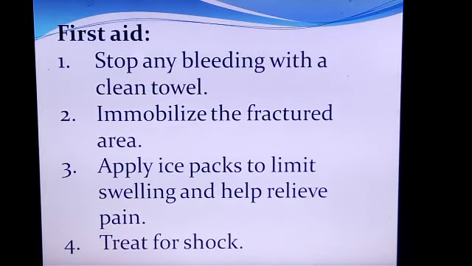Last is to treat for shock. If the person feels faint or is breathing in short, rapid breaths, help the person get into a comfortable position and advise him or her to keep still. Keep them warm with a blanket or any thick clothing available. And in any case, call for medical help immediately.